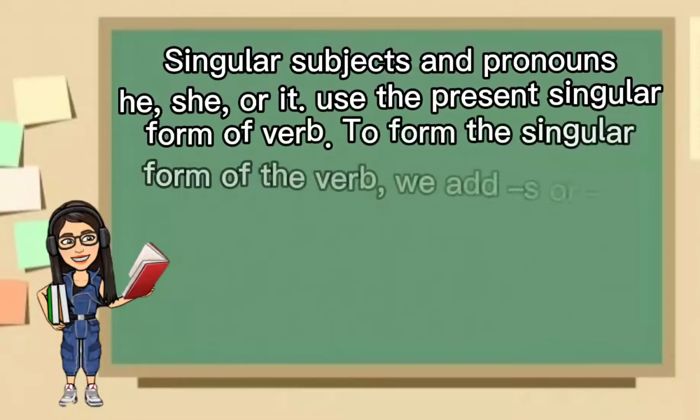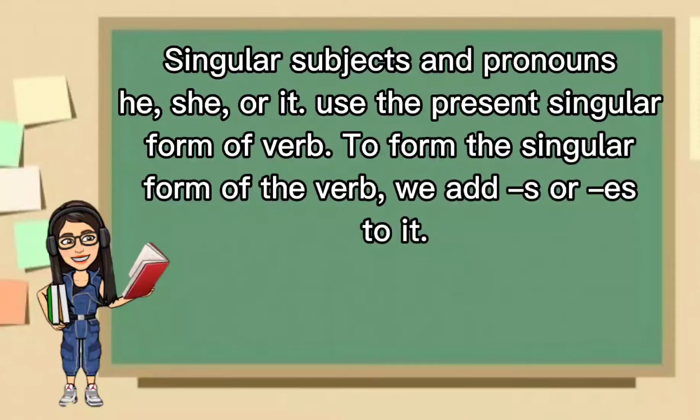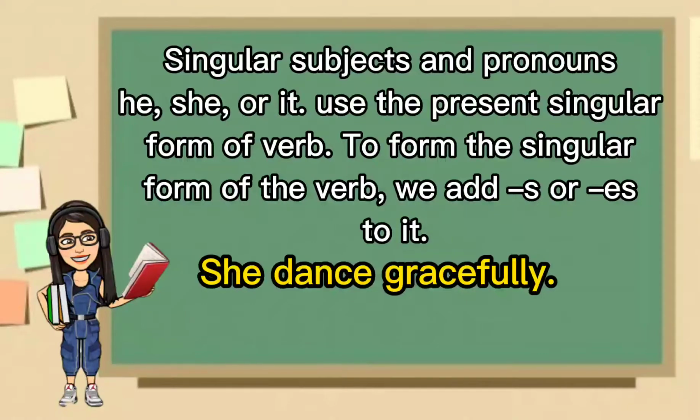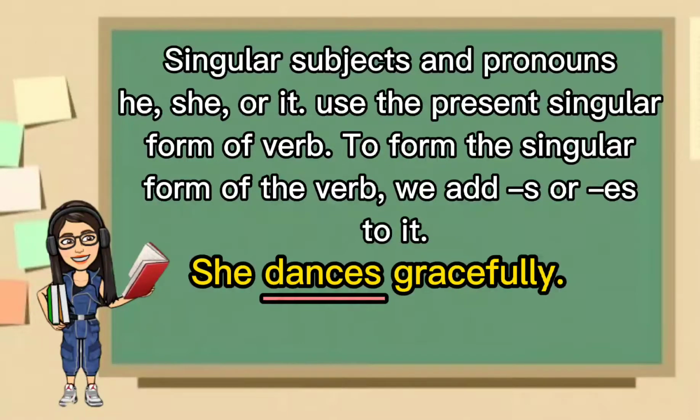Singular subjects and pronouns, he, she, or it, use the present singular form of verb. To form the singular form of the verb, we add s or es to it. For example, she danced gracefully. Since the pronoun is only one or singular, we will add s to the word dance. So it will become she dances gracefully.